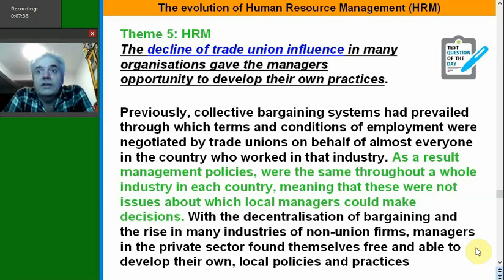So this kind of takes the decisions out of the managers' hands, right? Because they're the same in each country, so it goes kind of to a federal level, country level. With the decentralization of bargaining and the rise in many industries of non-union firms, managers in the private sector found themselves free and able to develop their own local policies and practices.